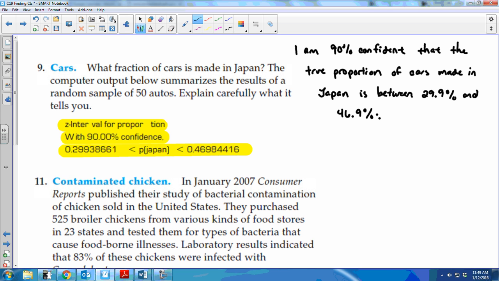That sentence is always the conclusion, every time. You fill in how confident you are. You fill in the context of the question, and then you give the actual interval. Every time. Always how it ends. It never ends with just numbers like this.